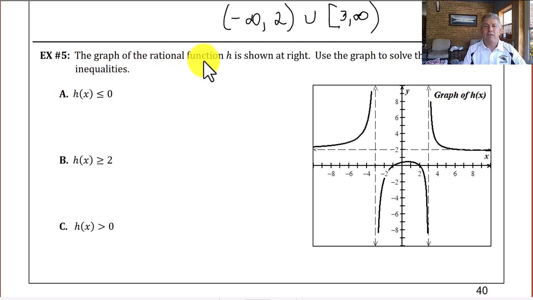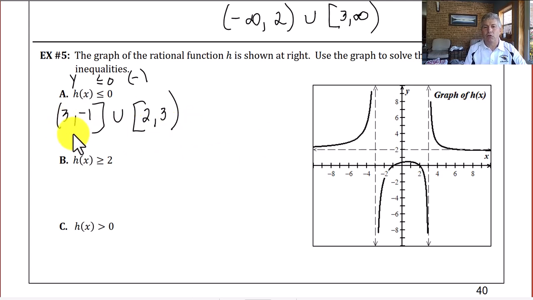In example 5, it says the graph of the rational function is at the right. We're just going to use the graph to solve the following inequalities. So h(x) is less than or equal to 0, so we want y less than or equal to 0, or negative values, and our y's are negative. We have an asymptote here at -3. It looks like from -3 to -1, and then again from 2 to 3. So we write our interval notation. The asymptotes will be non-inclusive, but the zeros are going to be inclusive.